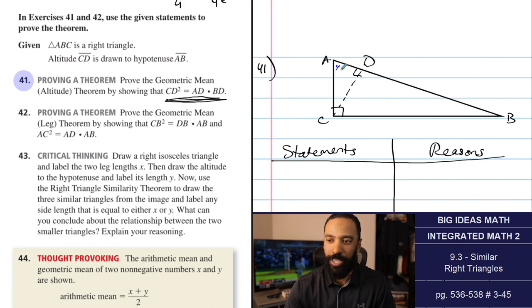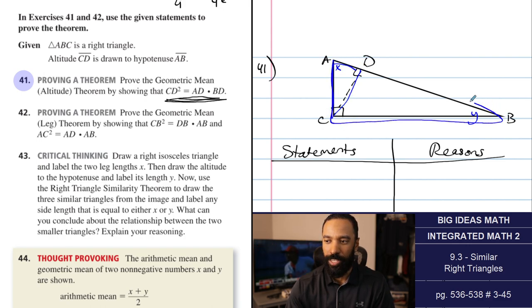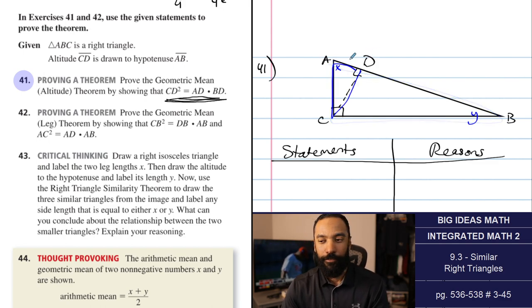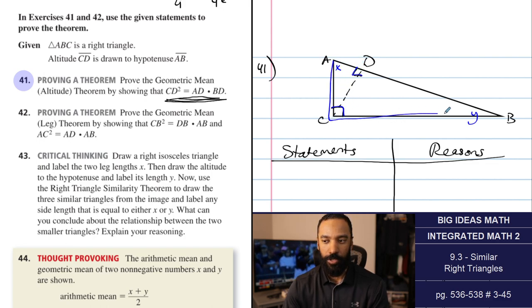Let's say I called this angle here X and this angle here Y. This angle X exists in this triangle and in this triangle here, and it's a shared angle. Therefore, that angle is congruent in both those triangles by the reflexive property. Also, all right angles are congruent. So these two triangles are going to be similar by angle-angle, this big and the small.